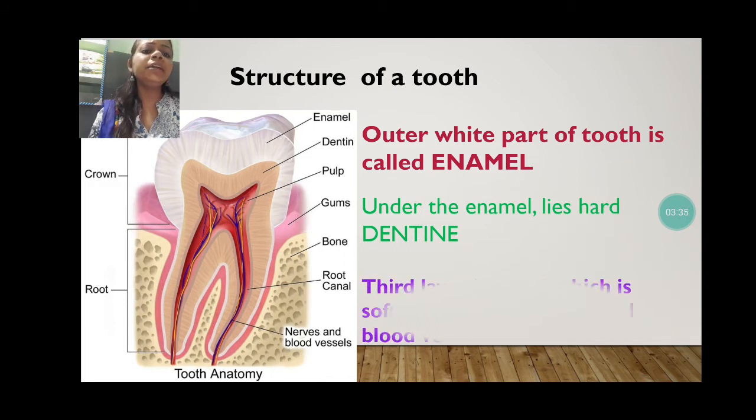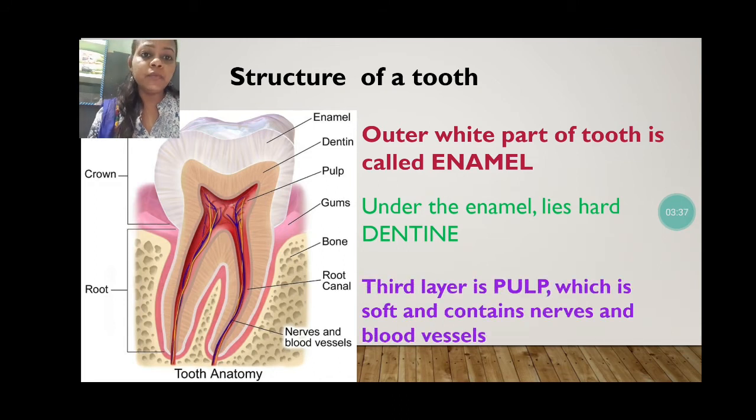The third layer is the pulp, which you can see in red color. This is the soft part of our tooth, and it contains blood vessels and nerves also. That's why whenever you have a cavity or some tooth problem, you feel a lot of pain. Why? Because the pulp is infected, and the nerves are giving a message to the brain that you have an infection in your teeth.